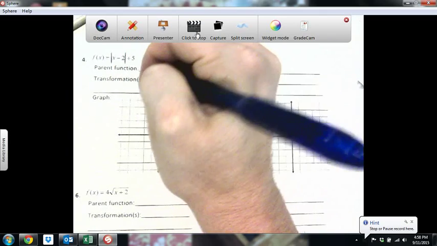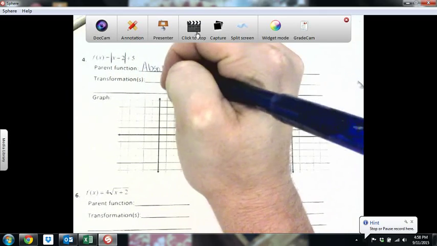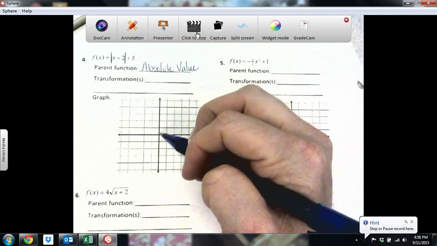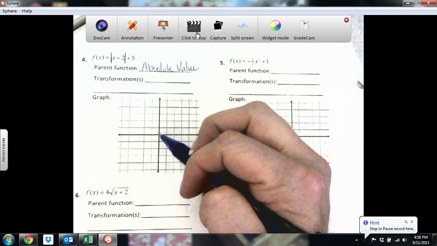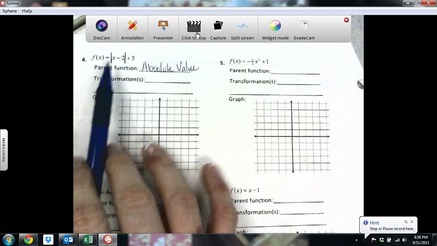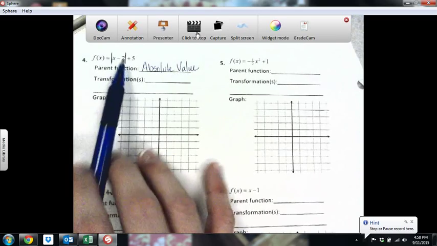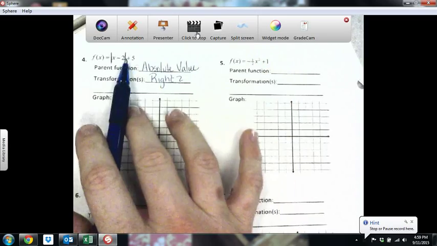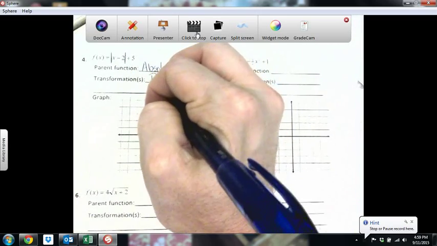these bars. So absolute value tells me the shape of the graph, and that tells me that this shape is going to be the V. Typically the V has a vertex at 0, 0, but ours is going to be moving. The -2 on the inside is a right 2, and the +5 on the outside is an up 5.